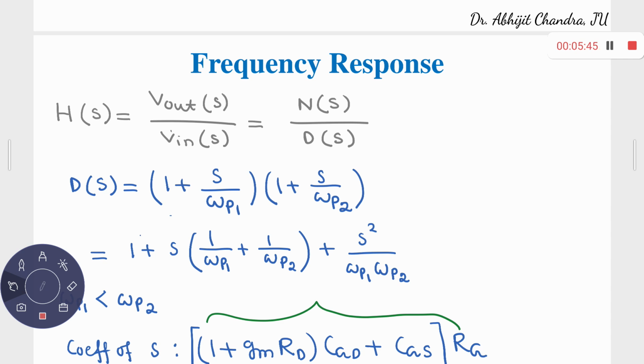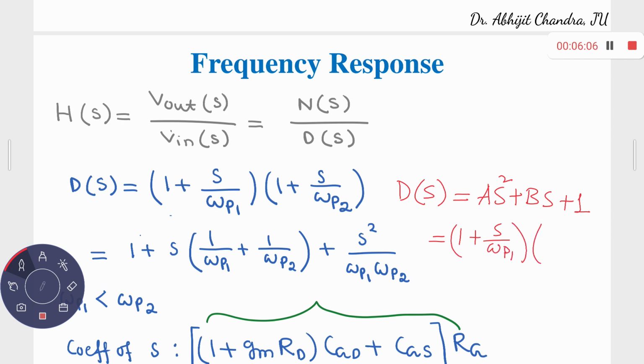That means what? You have an expression like this. This D(s), the denominator polynomial, can be represented in this particular form like a s square plus b s plus 1. You can also represent it as 1 plus s upon omega p1 multiplied with 1 plus s upon omega p2. Now what is the implication of omega p2? These are the two corresponding pole frequencies, right?